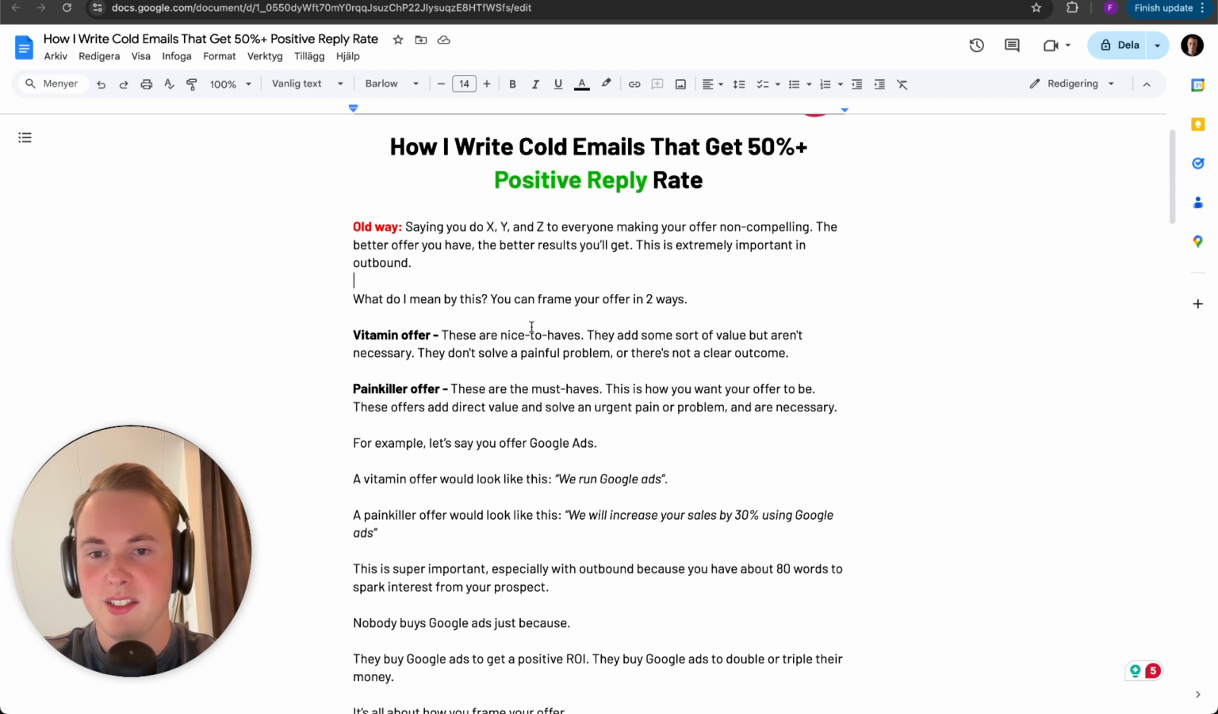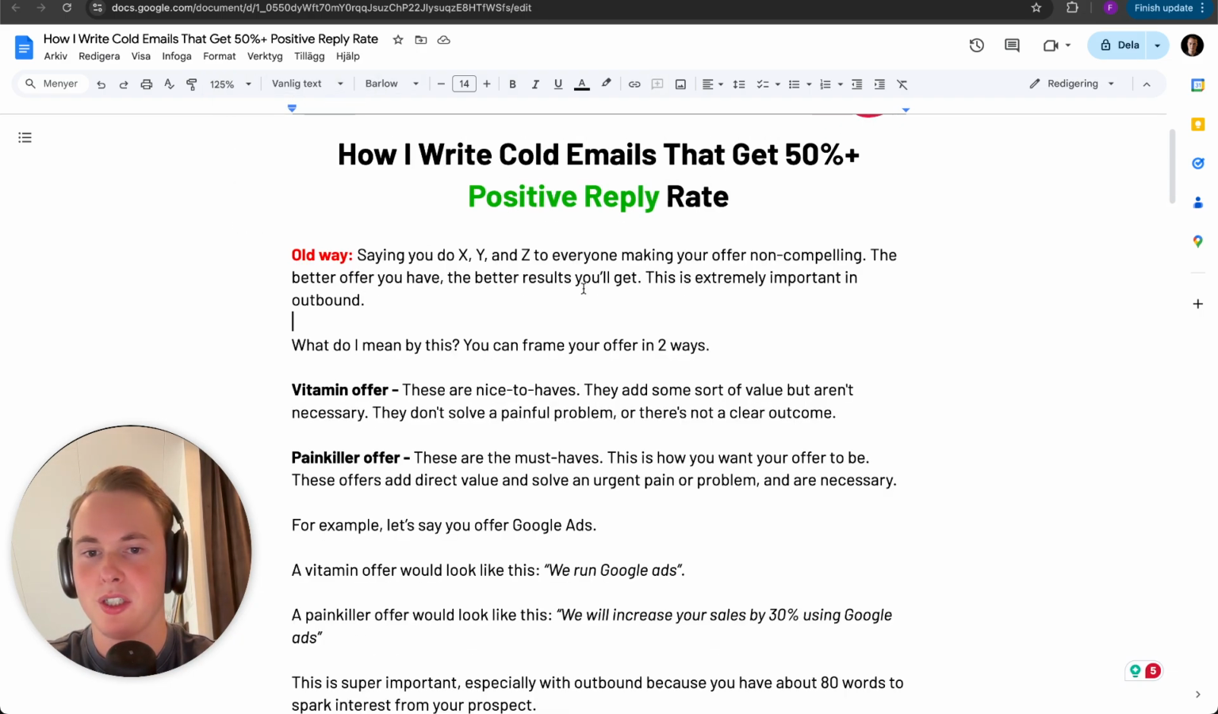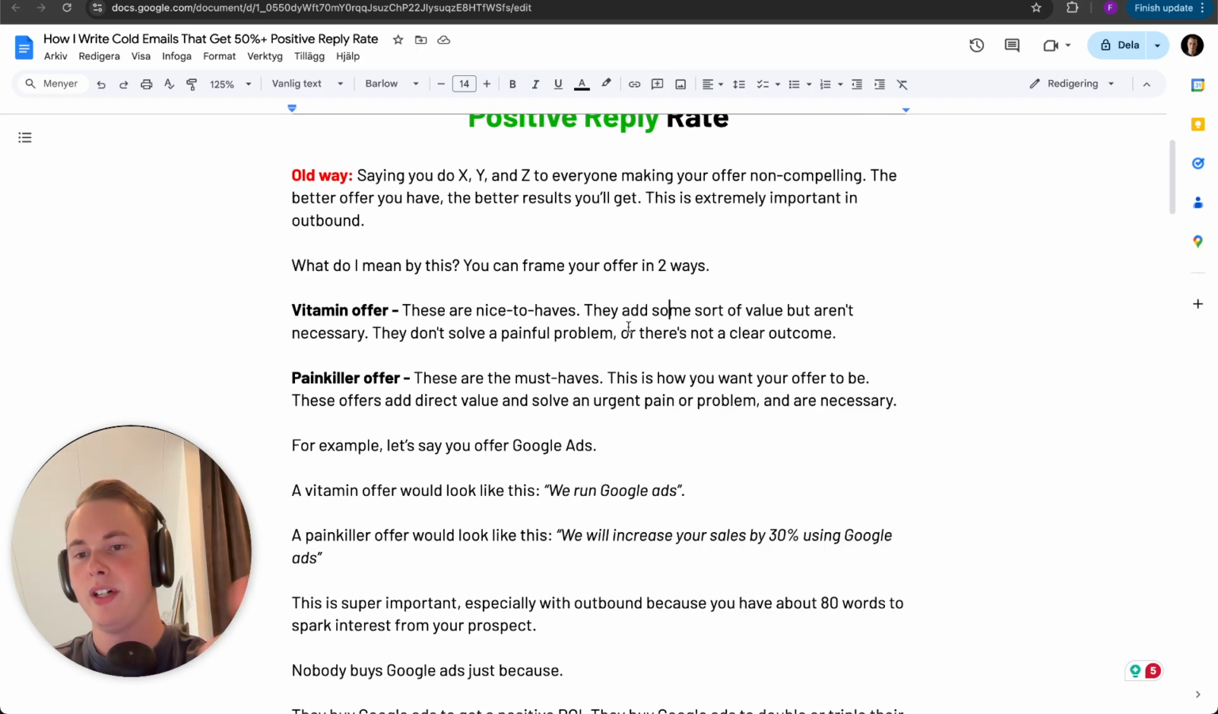So, what do I mean with this? Well, you can actually frame your offer in two ways. You have these vitamin offers, and these are the nice-to-have ones, which add some sort of value but aren't really necessary. They don't solve a painful problem, or don't have a clear outcome. It's a lot about how you frame your offer, but if you put your offer in the wrong lead list and the wrong market, it will automatically be framed as a vitamin offer, because if they don't want your offer, or if it's not an issue for the market, then you can't expect any real outcomes, basically.